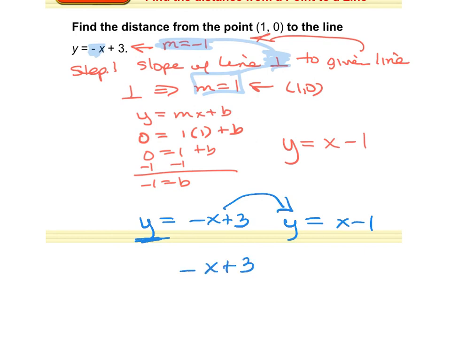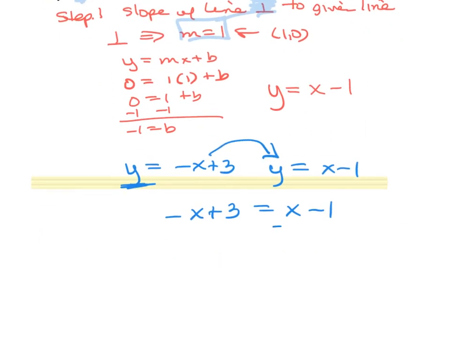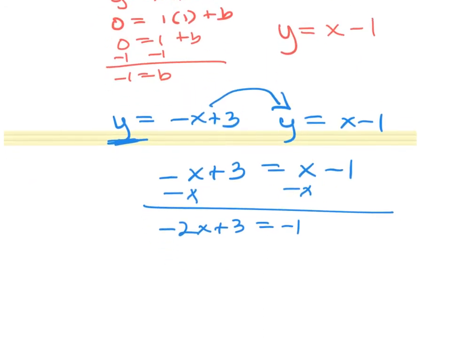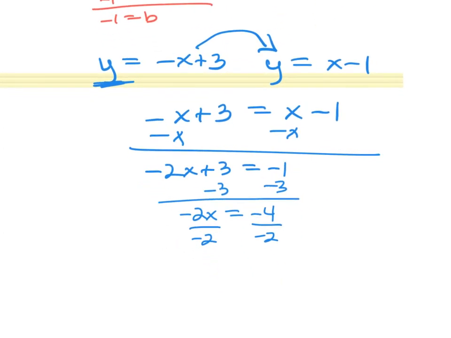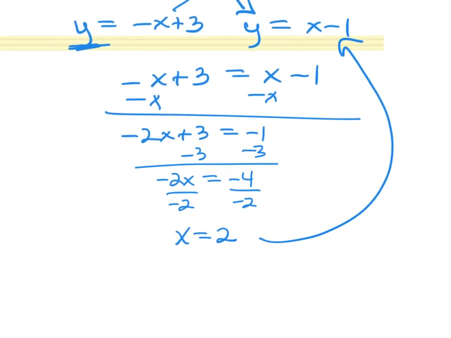So negative x plus 3 equals x minus 1. I now need to combine like terms. Negative 2x plus 3 equals negative 1. Subtract 3. Negative 2x equals negative 4. Divide by negative 2. x equals positive 2. I now need to take that positive 2 and plug it back into one of my beginning equations to get my y. y equals 2 minus 1. So y equals 1. So the point of intersection of these two perpendicular lines is going to be the ordered pair (2, 1).